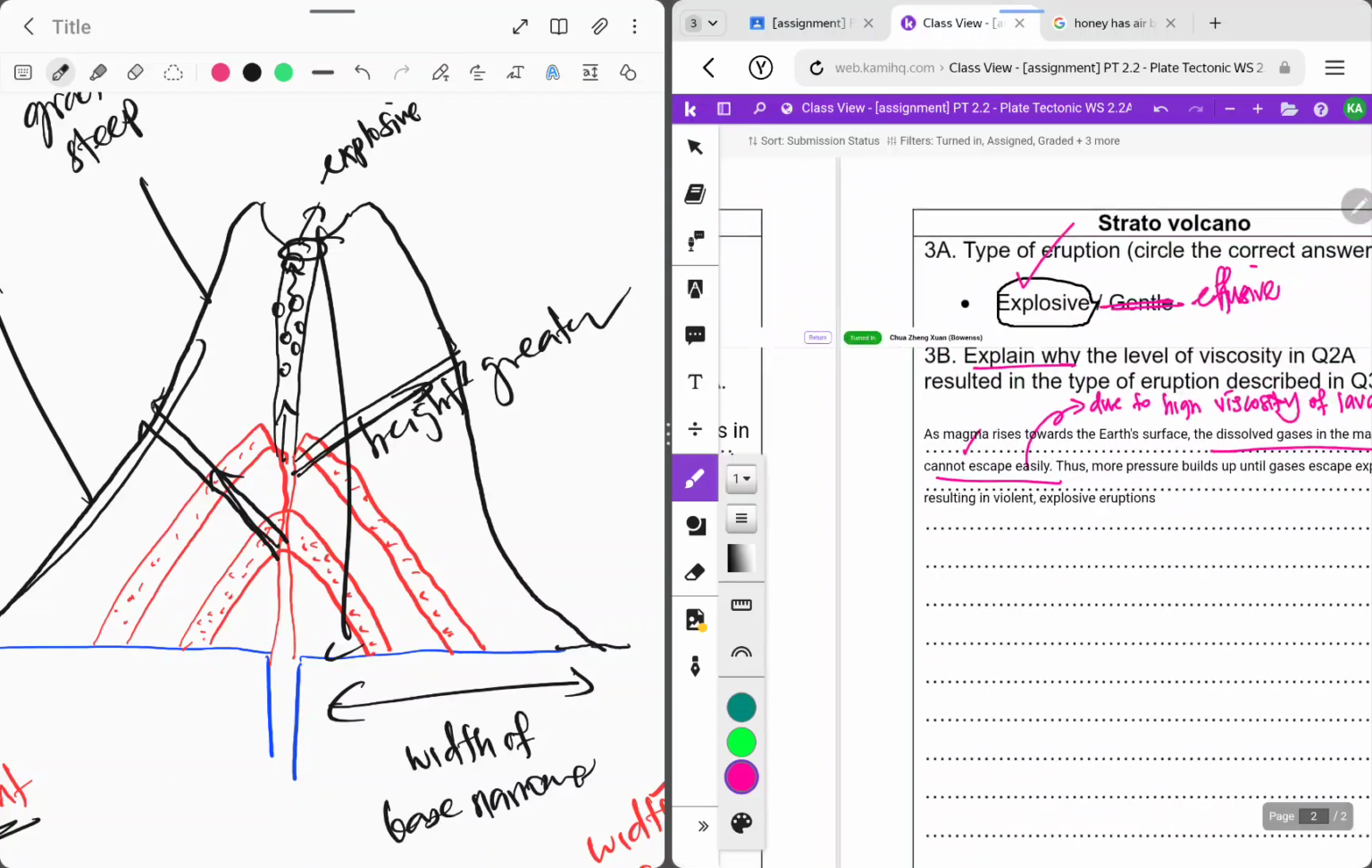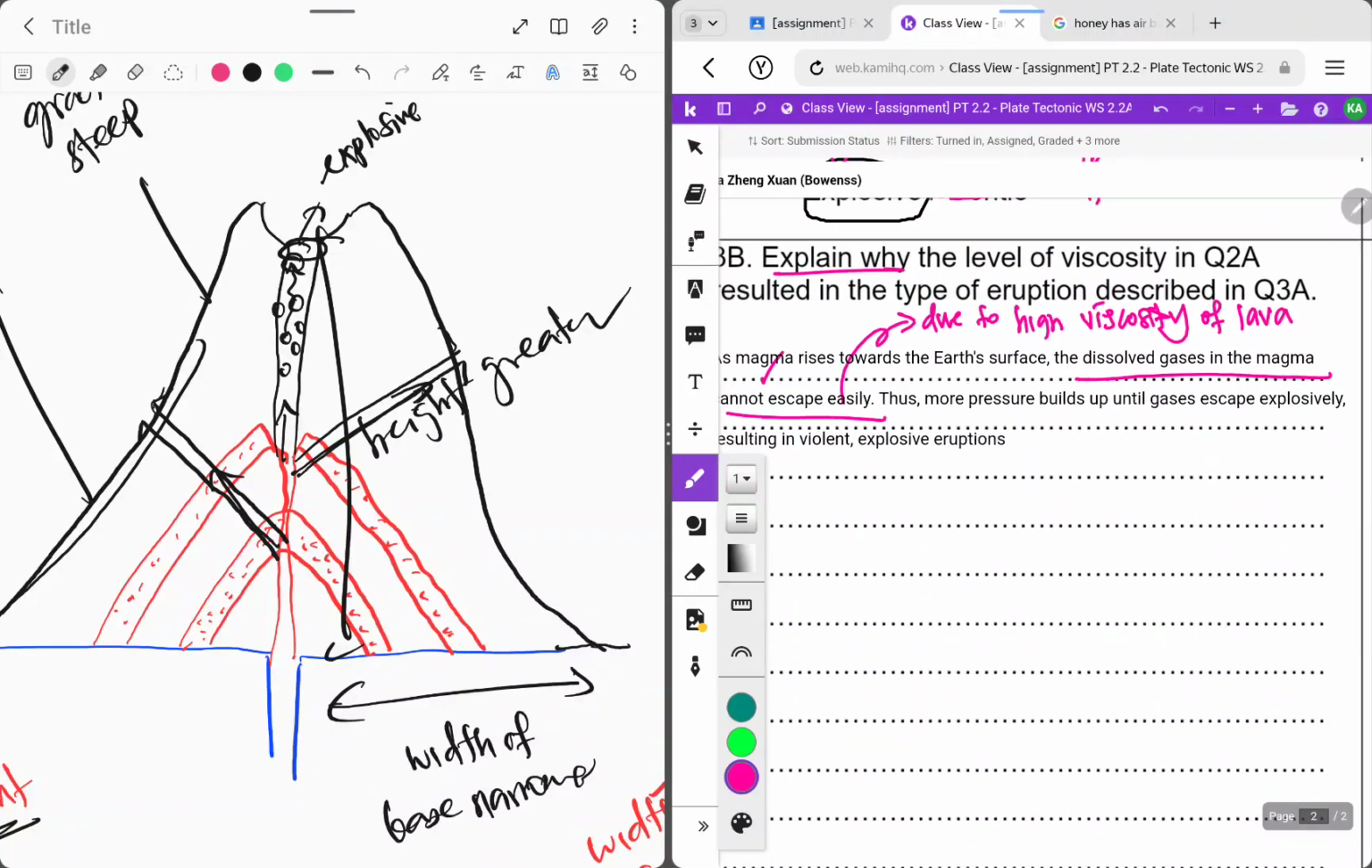Yeah, so you can see here, the pressure will build up until eventually it escapes explosively, causing a violent eruption. Okay, so these are the 4 points that you need. Dissolved gas cannot escape because of the high viscosity. The pressure builds up. Would be good if you can say high heat, causing air to expand. But I think this is beyond your syllabus already, but it's okay. But the pressure builds up, for sure you need.